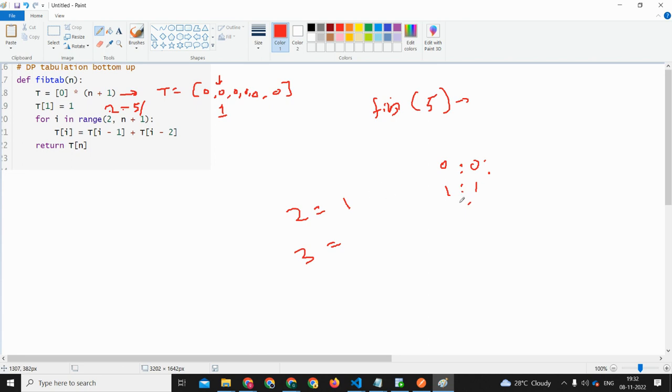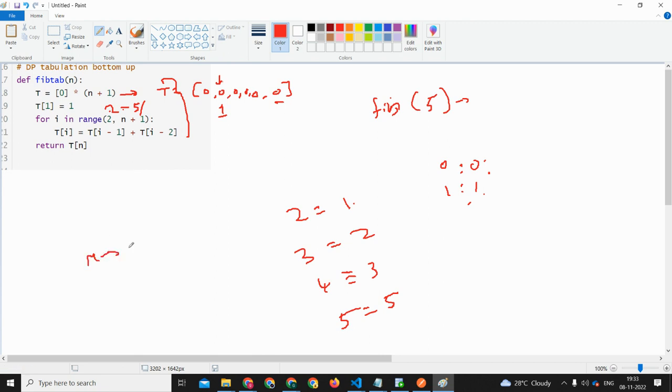For 3, we are going in reverse. Yes, correct, you're going from bottom to up. For the third iteration, t of 3 will become 2, and t of 4 will become the sum of the previous two, which is 3, and for 5 it will become 5. That is what is going to happen here. This is how dynamic programming works.